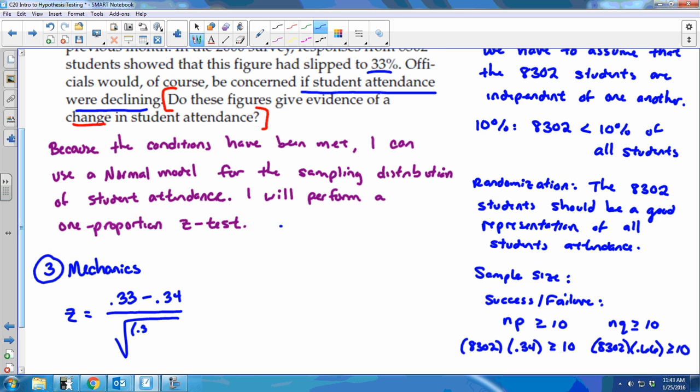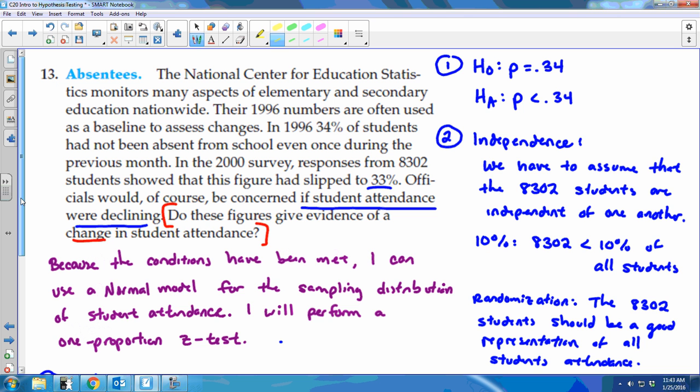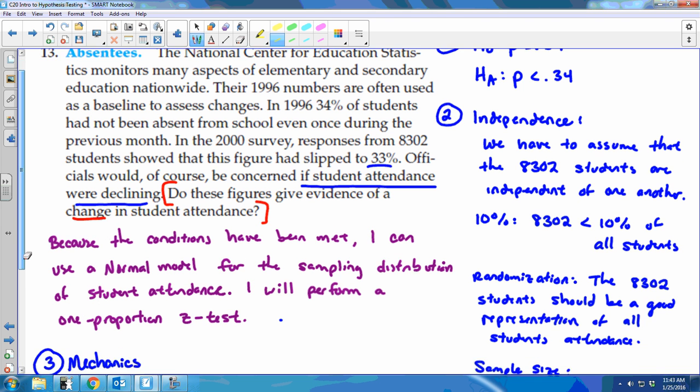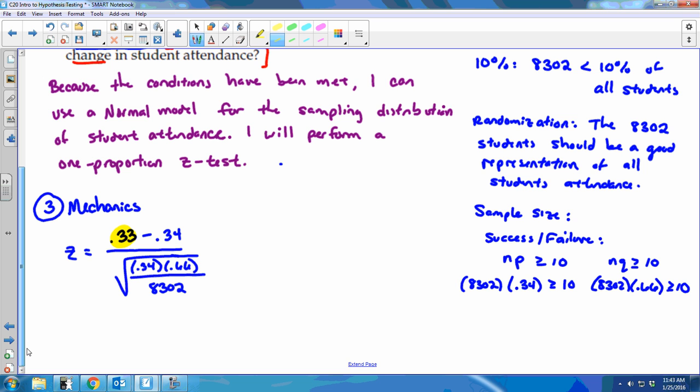So I have 0.34, 0.66, 8,302. Please note that I have only used the sample proportion in one place in this entire problem so far. I did not use the 0.33 in the hypotheses. I did not use the 0.33 in the conditions. I did not use the 0.33 in the standard deviation part in the denominator. You should only be using that sample proportion when you find a z, not one place.